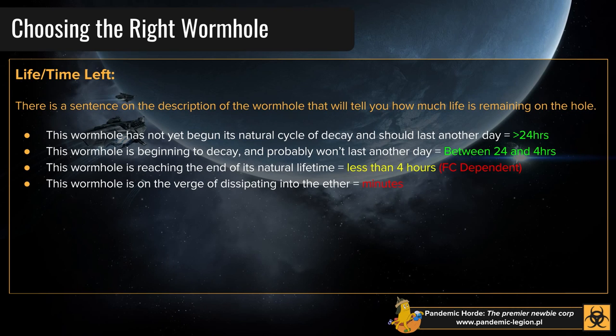The only time that we have ever used a hull, and this is again FC dependent, that has EOL lifetime is when we know exactly within 20 to 30 minutes of when it went EOL. And then the final one is the wormhole is on verge of dissipation into the ether. To be honest with you, I've never even seen that because it's minutes potentially. I've only seen that once in my 2 years in EVE now, and it was actually a couple of months back. It does exist. It's just very sparse that you'll actually end up seeing that.